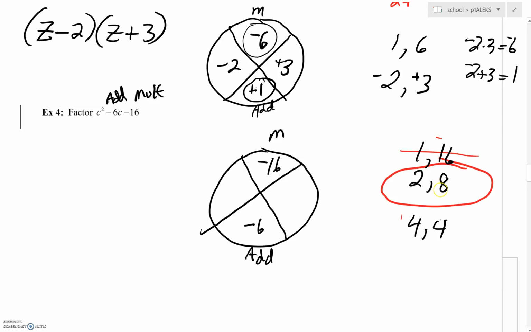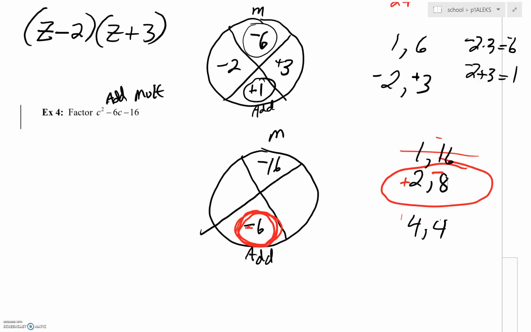But think about it. If I'm adding to a -6, what number controls the sign? The big number or the small number in the addition? The big number. That means the big number has to be negative. If you're adding to something negative, your big number has to be negative. So I'm going to get this to be a -8. The 2 is a positive.